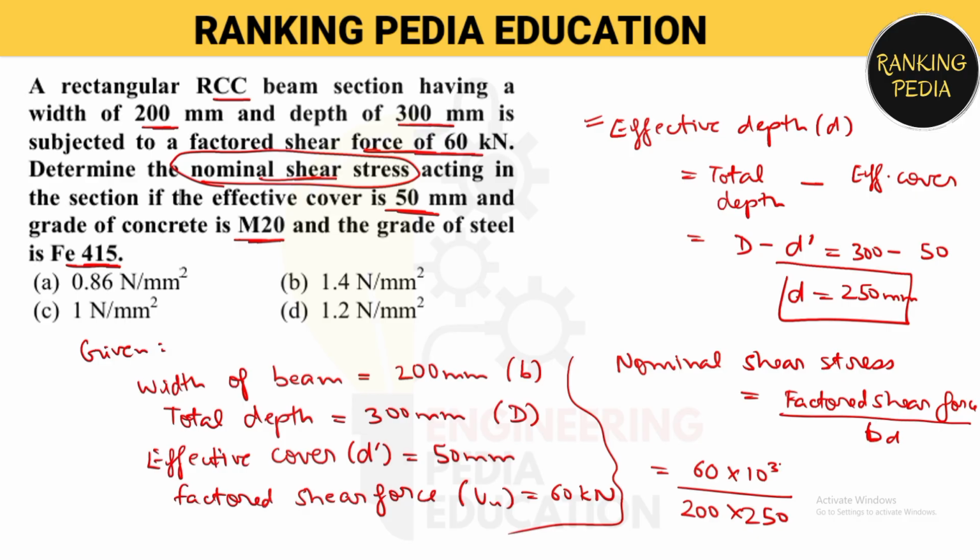When we calculate this, after cancelling out, we have 6 by 5 as the ratio. And when we calculate this, what will we get as the final answer? 1.2 Newton per millimeter squared. This is the final answer. Option D is correct.